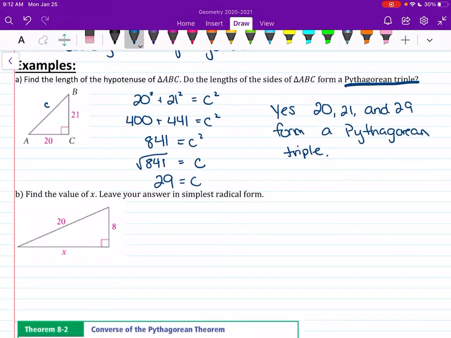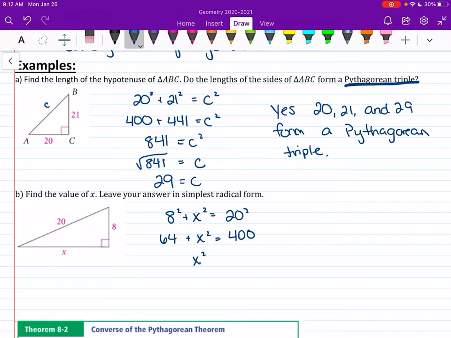We are also finding the value of the side of a triangle. So here we have x. Leave your answer in simplest radical form. So for this one, I'm going to go ahead and figure out if this is a leg or the hypotenuse. So it's a leg. So I have 8 squared plus x squared equals 20 squared. So 64 plus x squared equals 400.